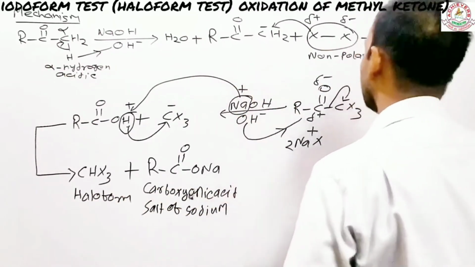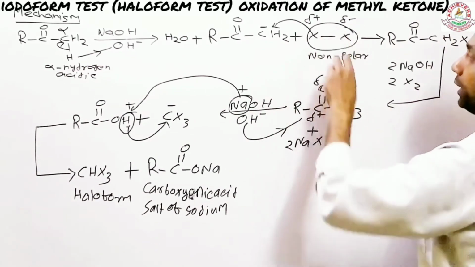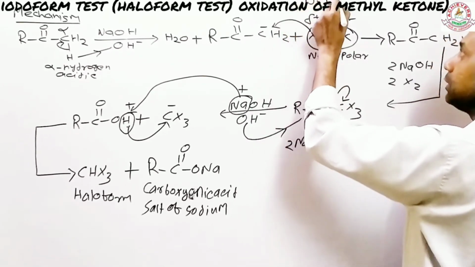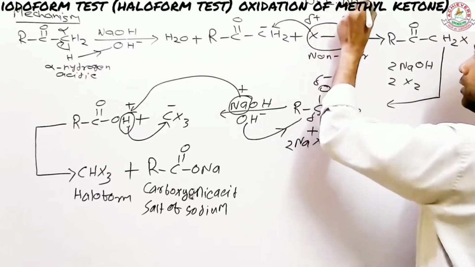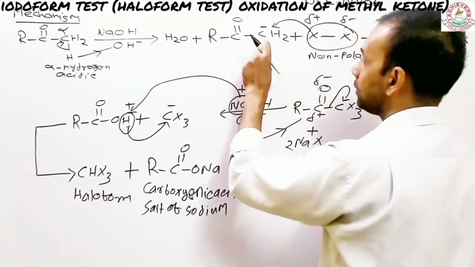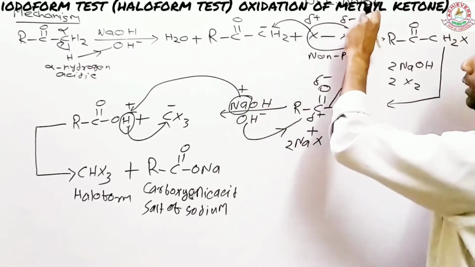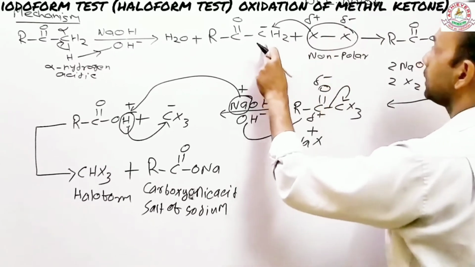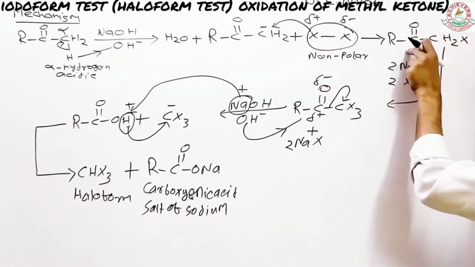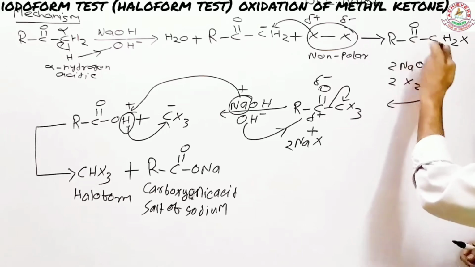In the next step, what happened? This carbanion develops a dipole moment, and this is called dipole induced dipole. I hope you do know. Initially it was non-polar, but because this halogen molecule is in contact with the negatively charged particle, it develops a dipole-induced dipole, and because of that the halogen moved towards the carbon and formed the first substituted compound.